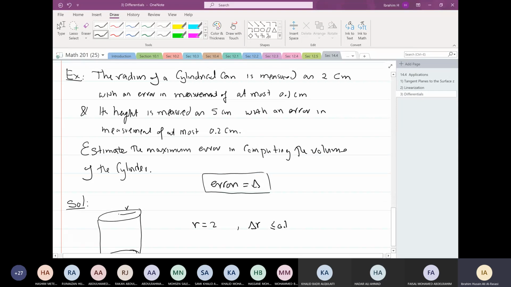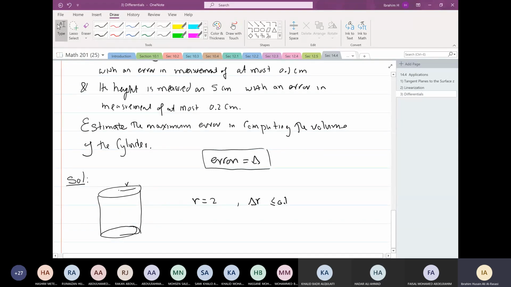But here it means the following really. You are measuring the radius. You find it to be 2 with an error of at most 0.1. It means you use a ruler and you find it to be 2 plus or minus 0.1. You can say 2.1 or 1.9 at most. Here the error, maybe you made an error in increasing the value of the radius or in decreasing the value of the radius.